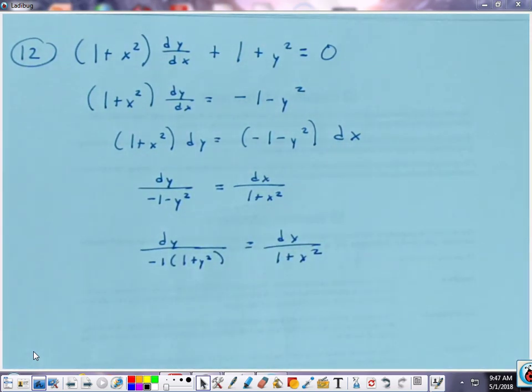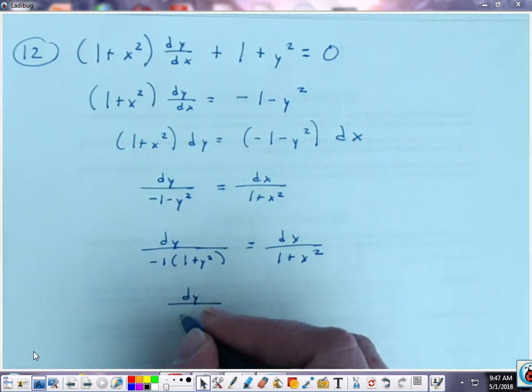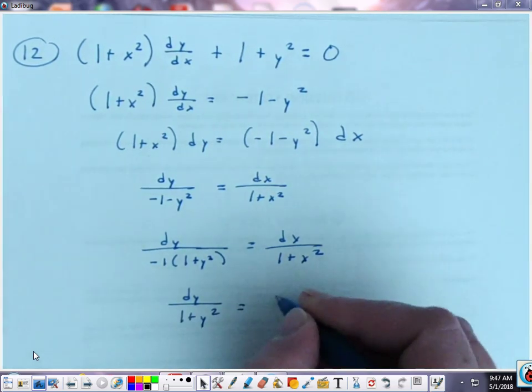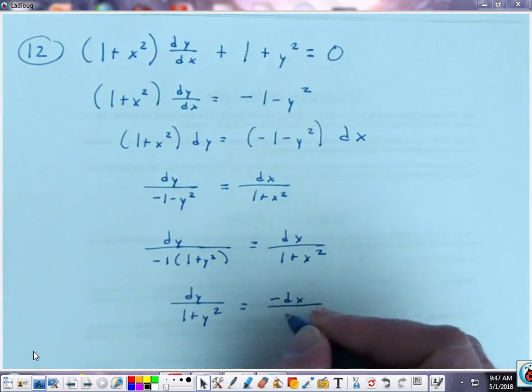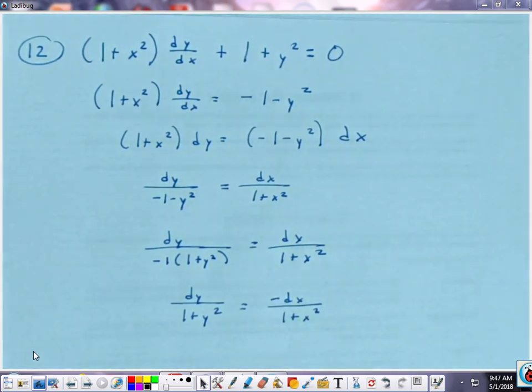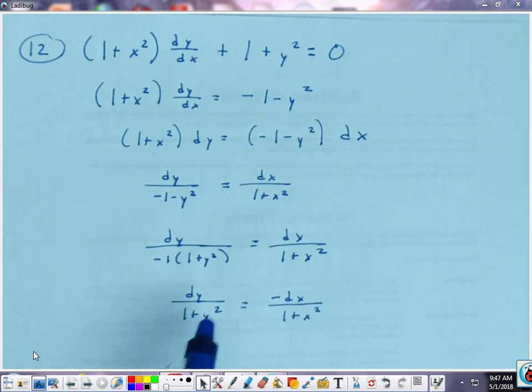Okay, now I've got the negative 1 factored out. Does it matter which side I have it on? It does not matter which side I have it on, so I'm going to multiply both sides by negative 1, and I'm going to put it on the other side. It really doesn't matter if I move it to the other side, but it does matter that I take it out, because when I take it out, it looks like one of my integration rules. Do you know which integration rule it looks like?